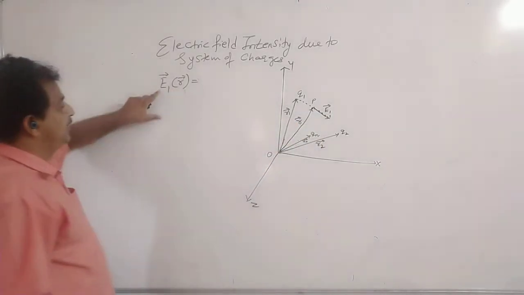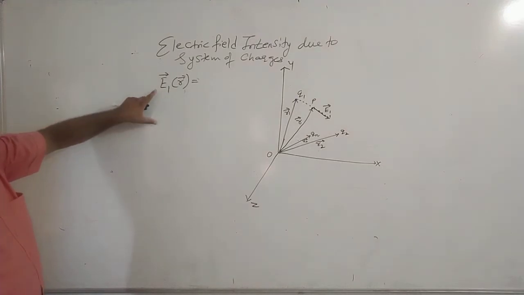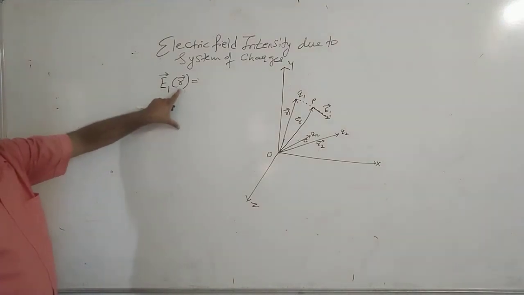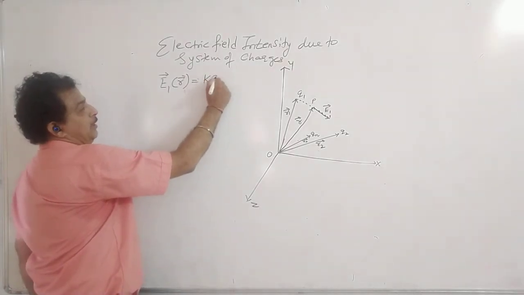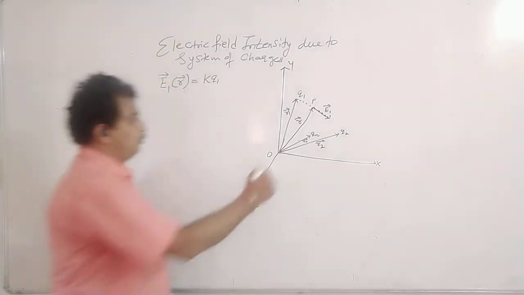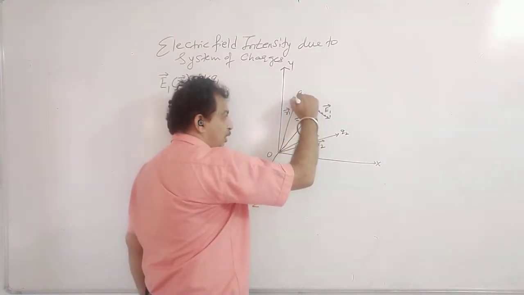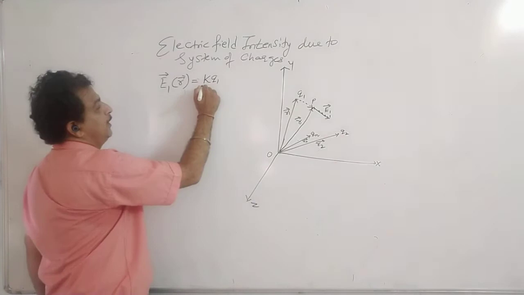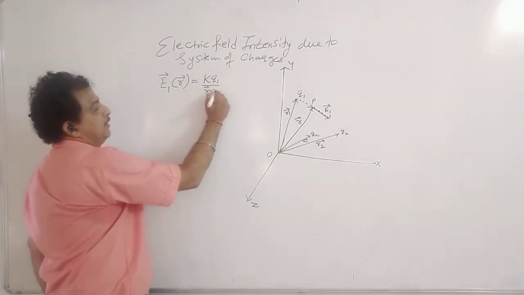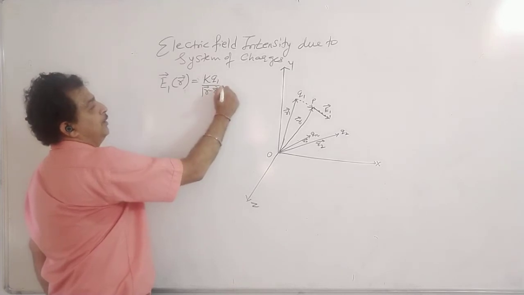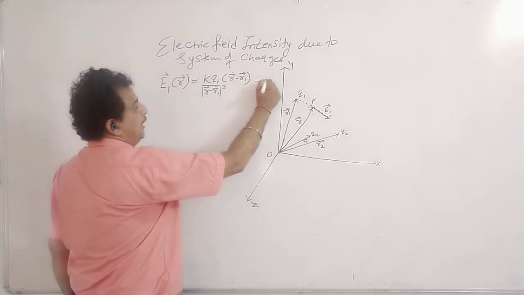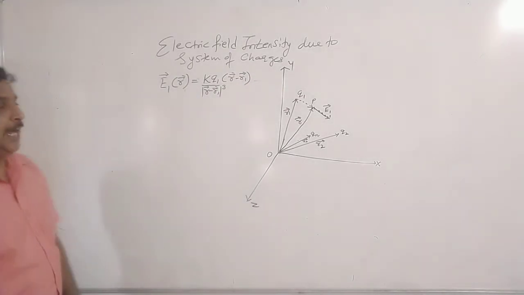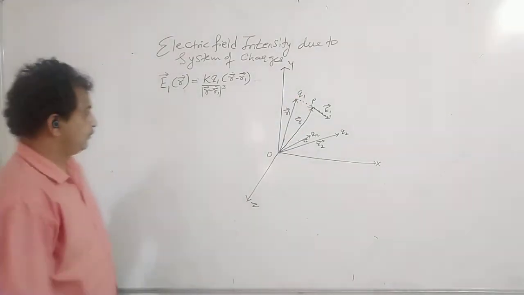How will I read this E1 of R? Electric field intensity at point P, whose position vector is R vector, due to Q1. Now what is the formula? K times source, over the distance between test and source. If you remember, this distance can be written as mod of R minus R1, cubed, and here it is R vector minus R1 vector. So this is the electric field intensity at point P due to Q1.